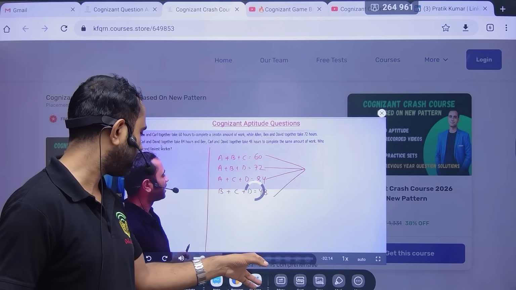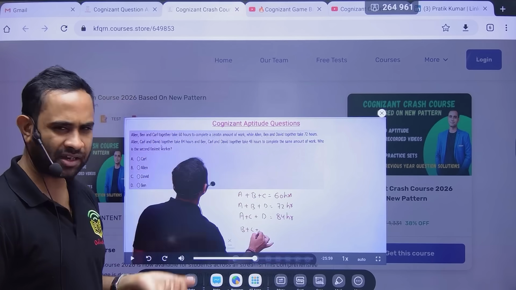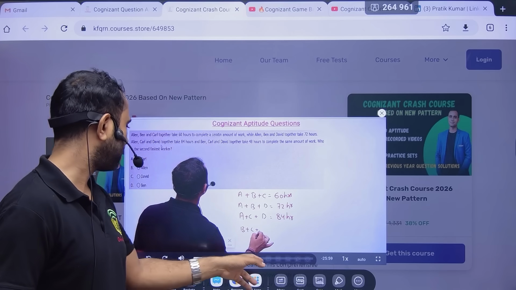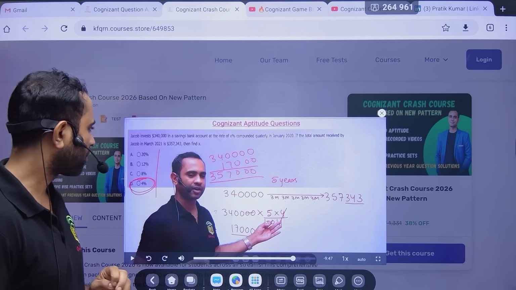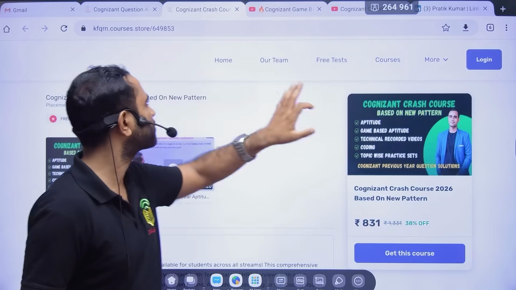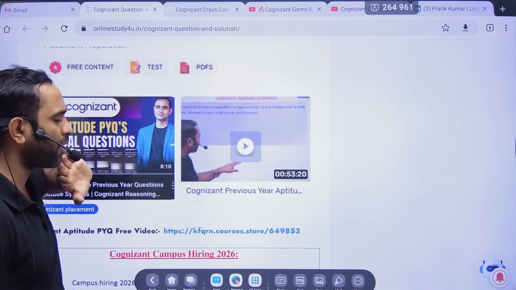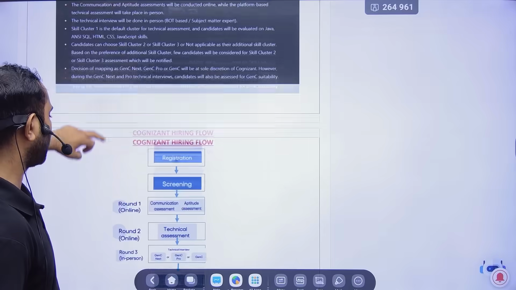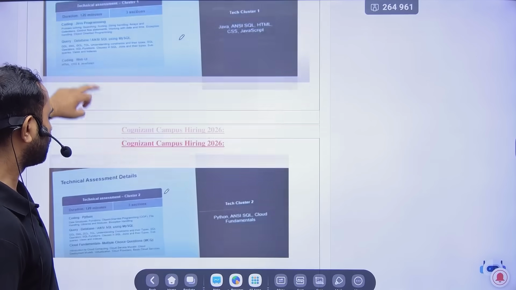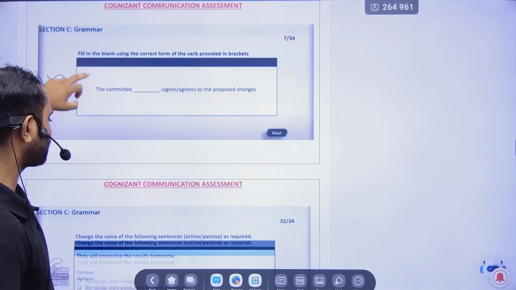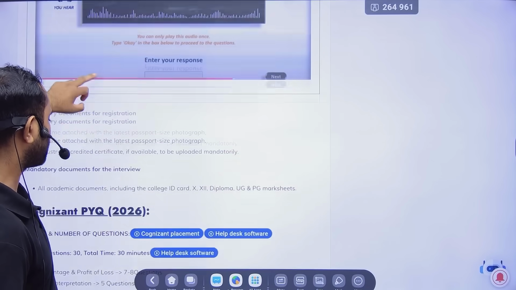See, this is a time and work question. Okay, a data interpretation question, a permutation combination question, and this is, okay, let's play. Okay, this is your investment question. So from every topic we have covered the questions, and this will be perfect for your exam if you just go through it before that. And then again, you will also have the previous year aptitude questions and game based questions here. So okay, let's go.